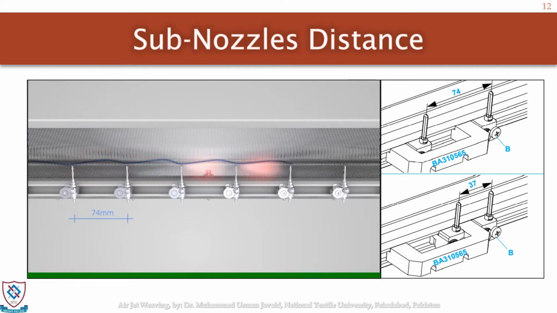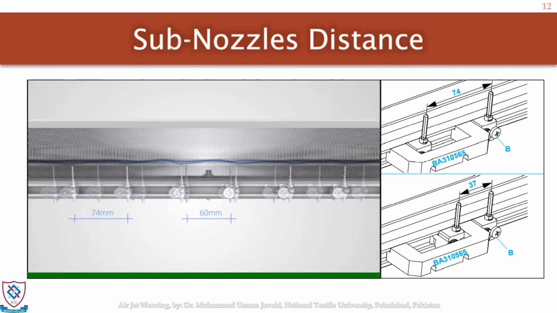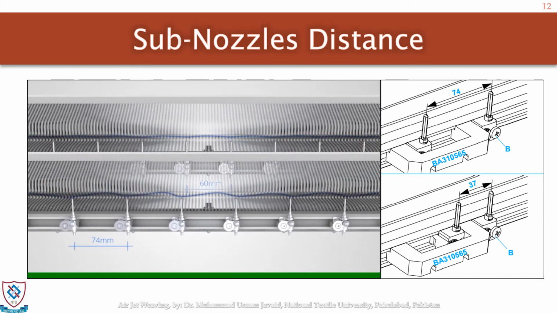You can see over here we have a 74 millimeter difference between the sub nozzles, and here the simulation is showing when the distance will be 60 millimeter. You can see that there is a difference. The yarn is straighter in the 60 millimeter case as compared to the 74 millimeter case. Here both cases are compared.